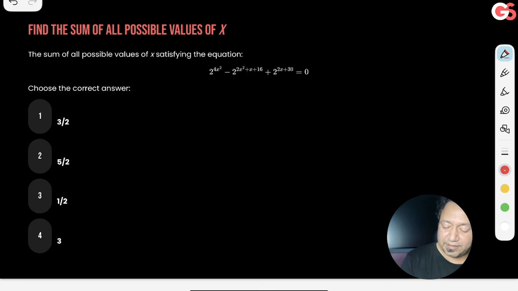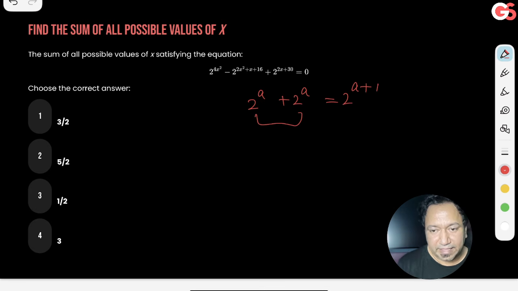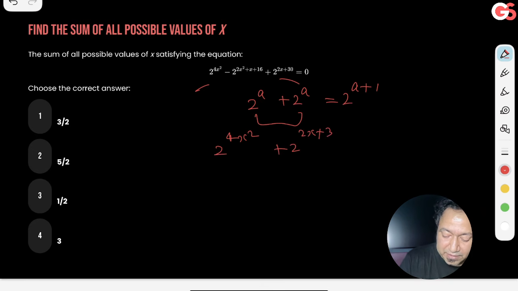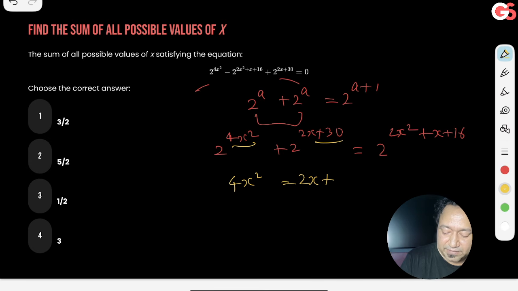So to generalize it, 2 to the power a plus 2 to the power a will be equal to 2 to the power a plus 1. That means the first and the last expressions, if I write it again, 2 to the power 4x squared plus 2 to the power 2x plus 30 is equal to 2 to the power whatever. I know that in the first two terms, the powers should be the same. So 4x square should be equal to 2x plus 30.